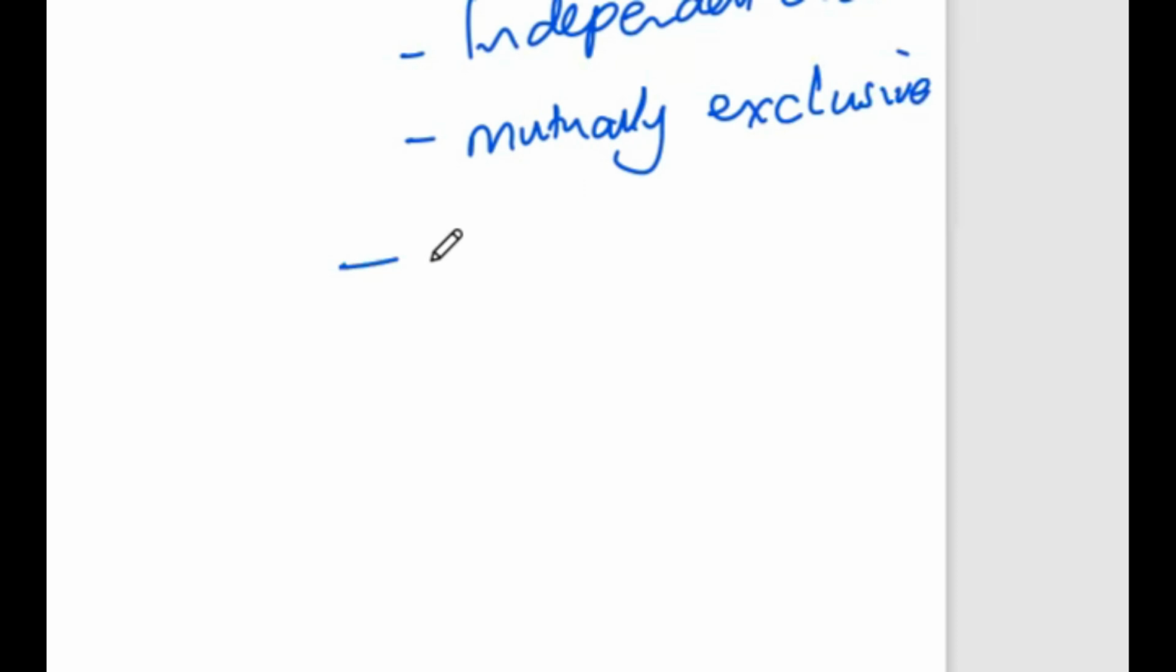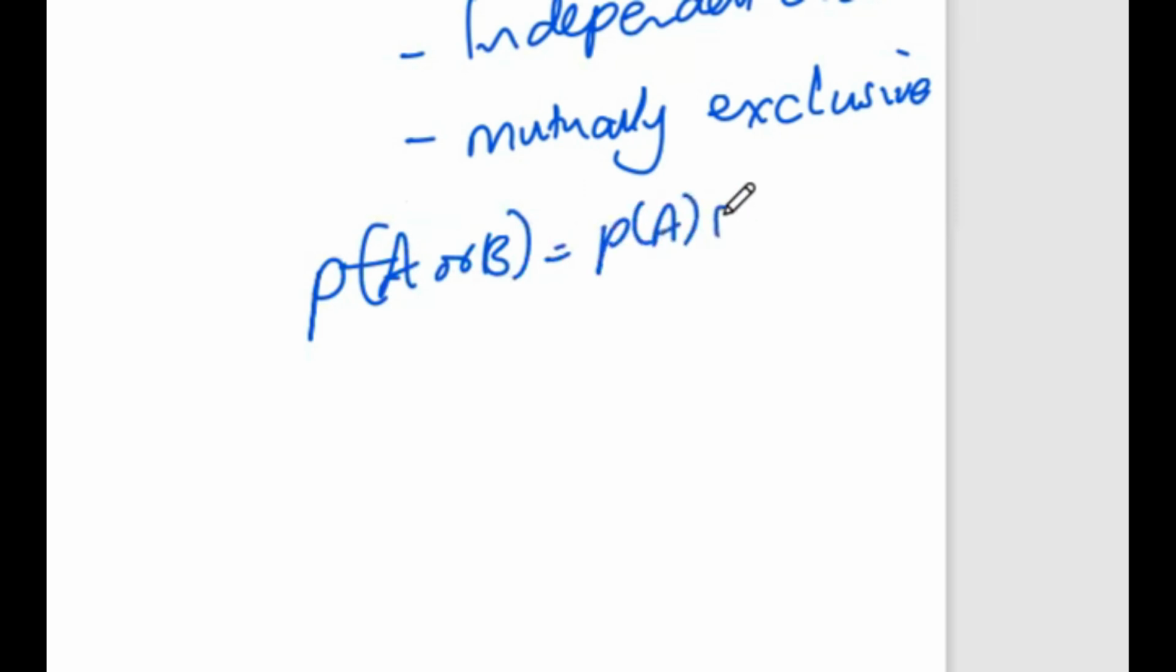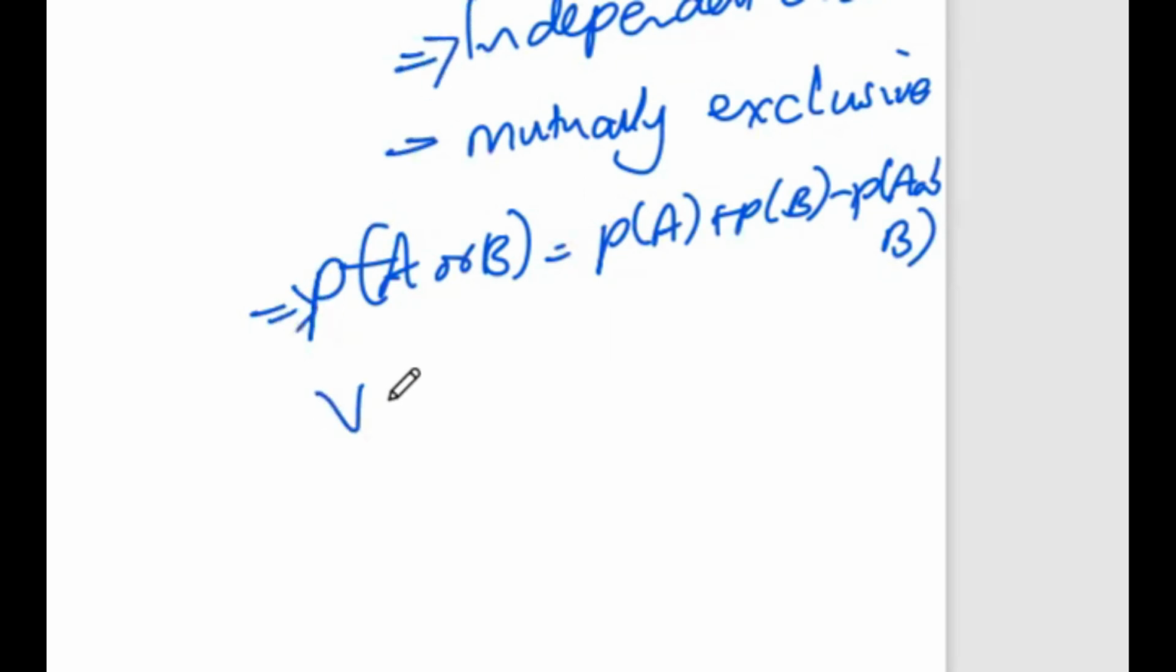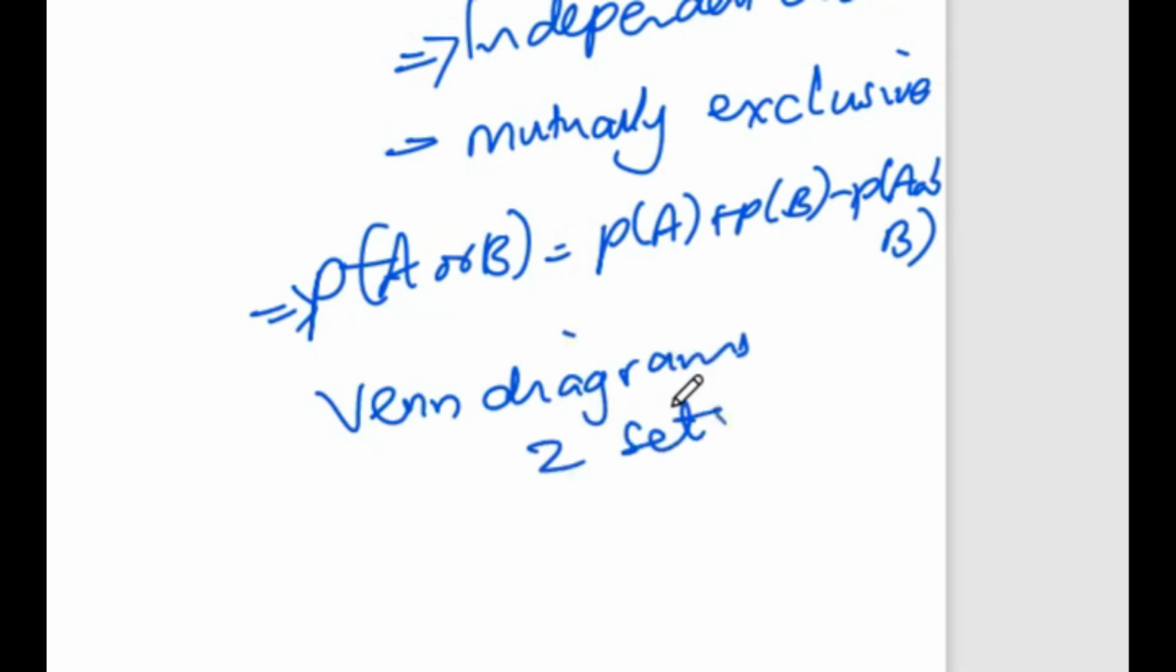Okay. Learners need to know the probability rule: probability of A or B is equal to probability of A plus probability of B minus probability of A and B. Then they also need to know how to use Venn diagrams. The Venn diagrams will be restricted to probably 2 sets, and you need to know how to work around with those 2 sets to determine what is missing.